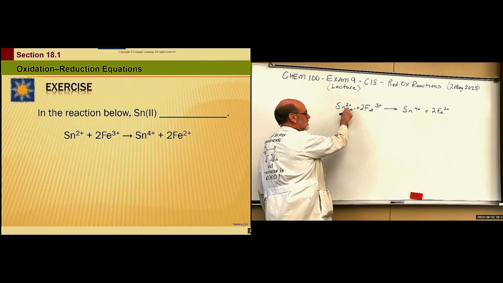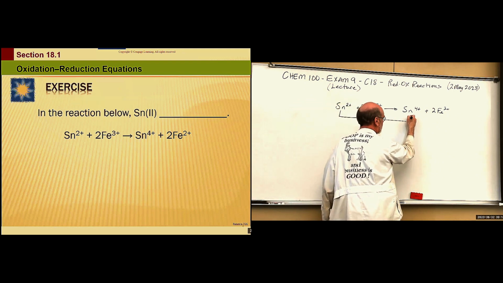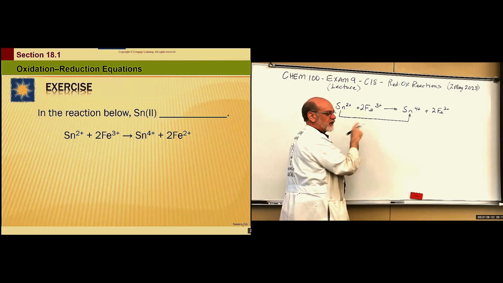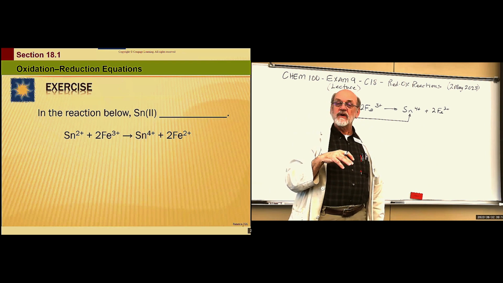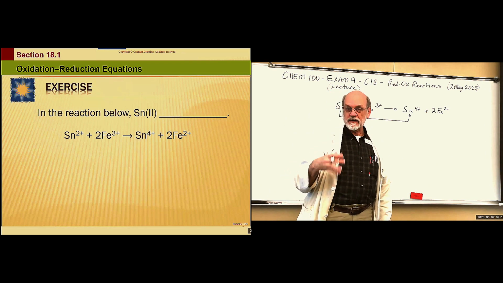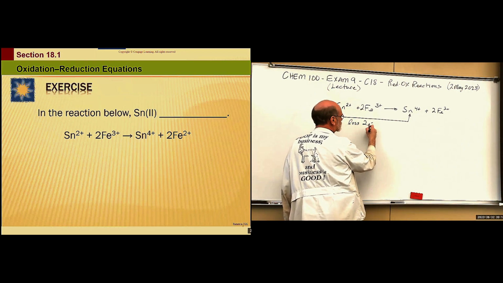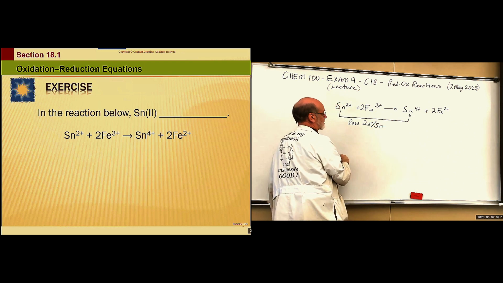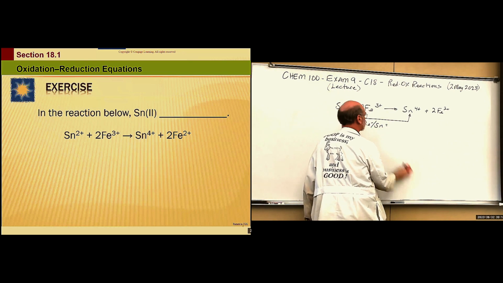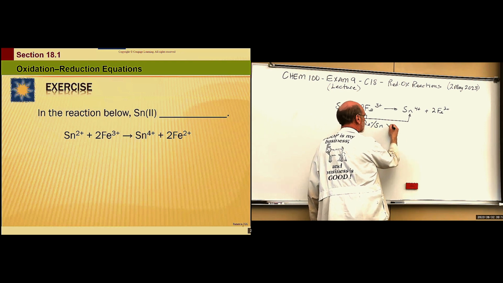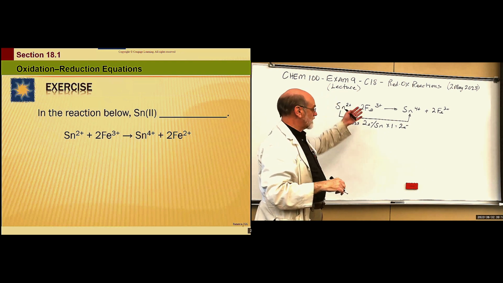So how did we get from 2 plus to 4 plus? I draw a connector line like that. Did we add electrons or lose electrons? If we went more positive, we had to lose negatives. We had to lose electrons. So there was a loss of 2 electrons for every tin, and there's only one tin. So if we only have one tin, that means 2 electrons total were lost in this process.